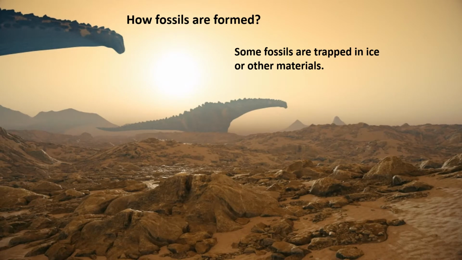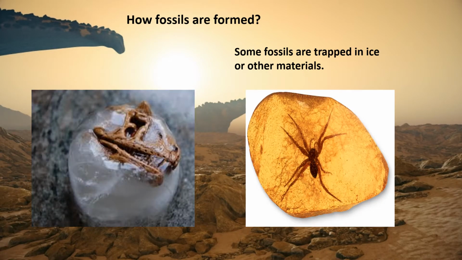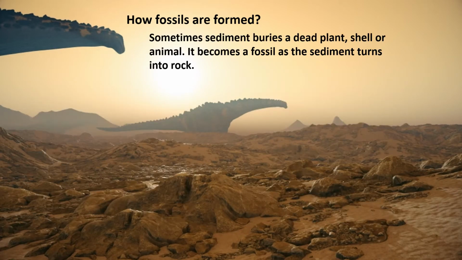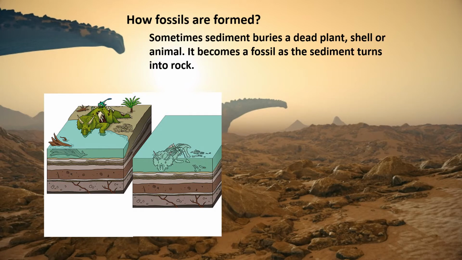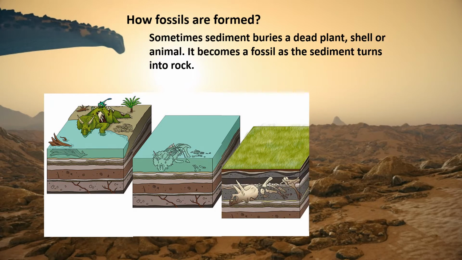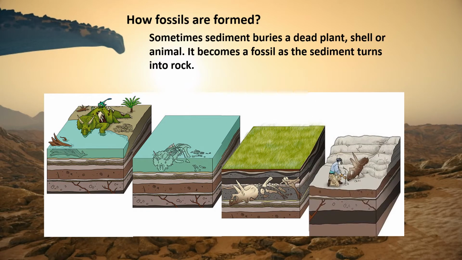Some fossils are trapped in ice or other materials. Sometimes sediment buries a dead plant shell or an animal. It becomes a fossil as the sediment turns into rock. Scientists dig the ground and find fossils.